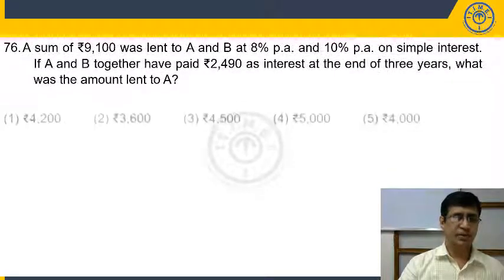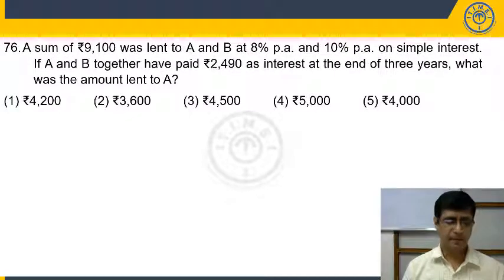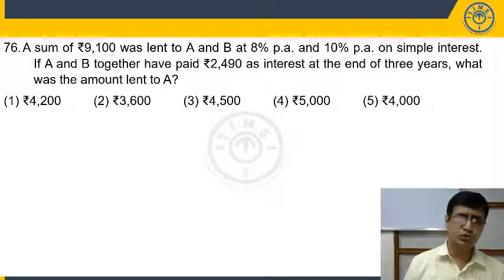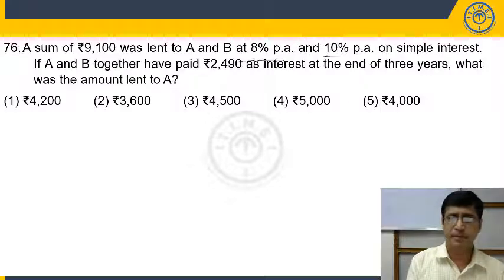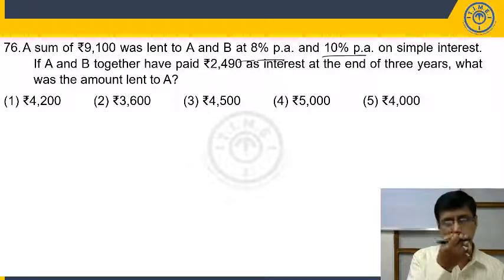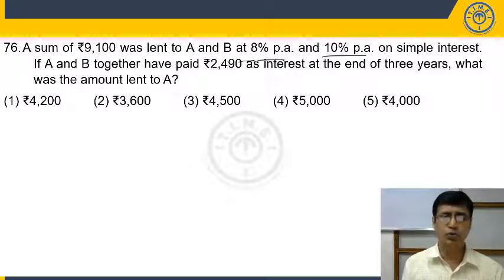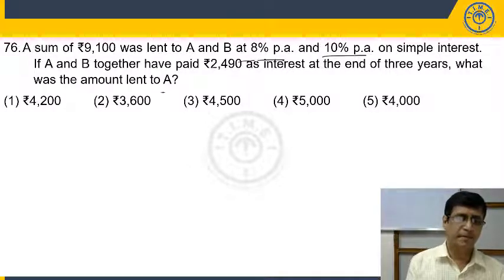Now look at the next example on your screen. A sum of rupees 9100 was lent to A and B at 8% per annum and 10% per annum, simple interest. If A and B together have paid rupees 2490 as simple interest at the end of 3 years, what was the amount lent to A?